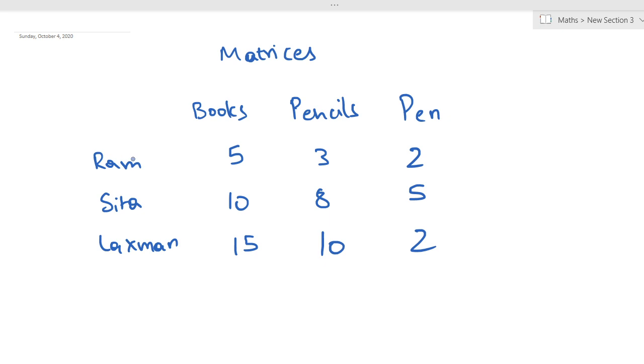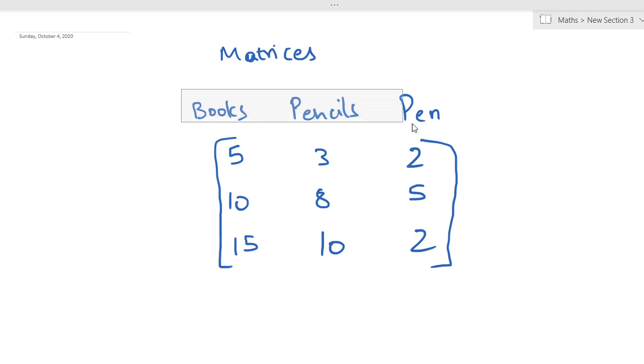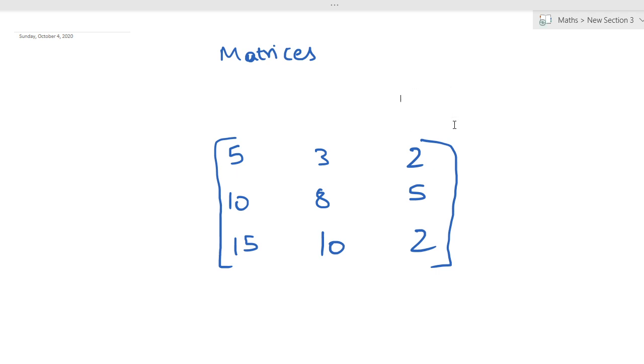So instead of presenting in the form of a table, we can make it a matrix. So this is how a matrix looks. So a matrix eliminates all these things. If we only take the numerical part of a table, that is a matrix. Now we'll discuss the different types of matrix and the type of matrix.